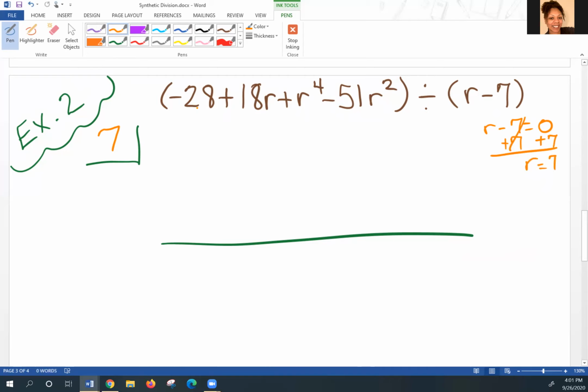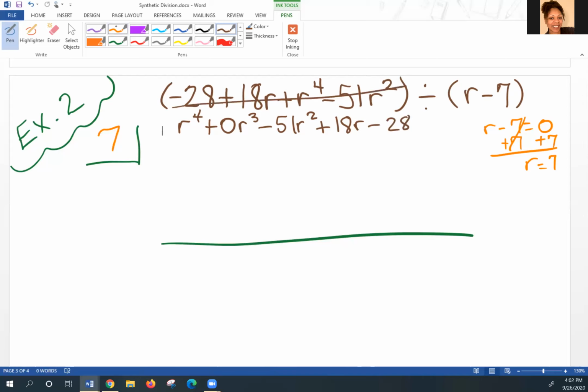Now, if I'm looking at my dividend, I notice that it is not in standard form. So I want to rewrite it in standard form so I don't get confused. So r to the fourth is my first term. I notice I don't have an r to the third power. So what I'm going to do is put in a 0 placeholder. I do that all the time. Make sure that you account for that missing variable, or missing exponent. Okay, and then we have an 18r. And finally, our constant is negative 28.